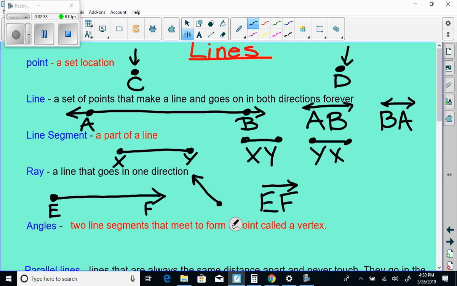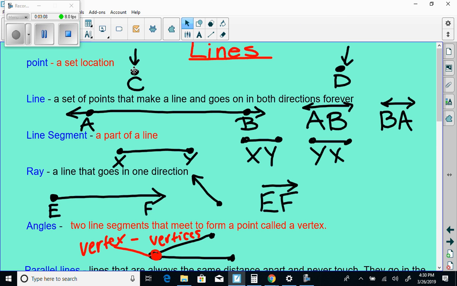Then you have what's called angles. An angle is when you take two line segments or two lines and they meet together at a point. And the point is called a vertex. So for instance, if I use this line segment and this line segment together, this part right here is known as the vertex. If you're talking about more than one, you would say vertices. You might see these words around. Vertices just means more than one vertex.